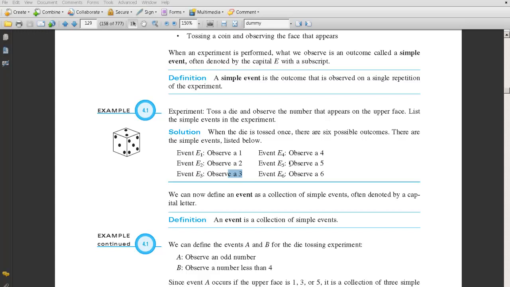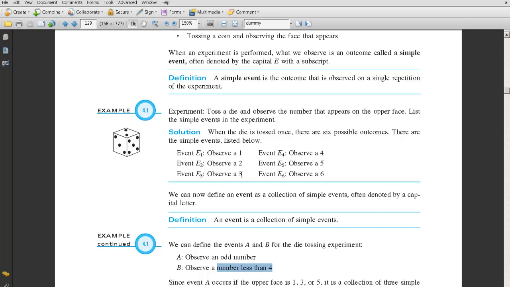An event is a collection of simple events, often denoted by a capital letter. So here they say the event of observing an odd number, or the event of observing a number less than 4. So that's a collection of, for example, observing an odd number is a collection of the simple events. Which simple events? This one, a 1, a 3, or 5. Okay, so that's a collection of simple events, and so they call it an event. Or the event of observing a number less than 4. That's also a collection of simple events, so it's called an event.